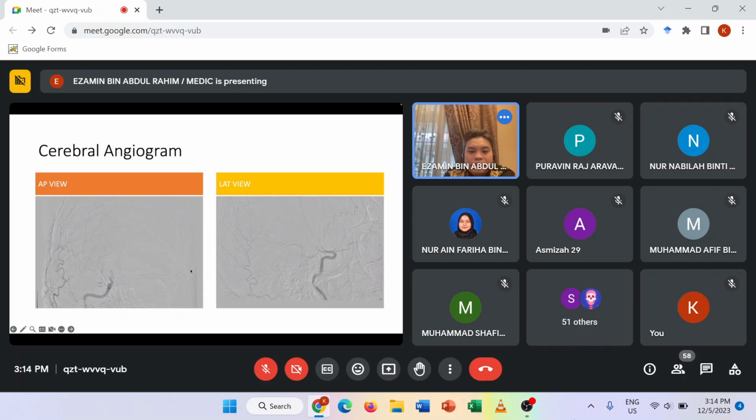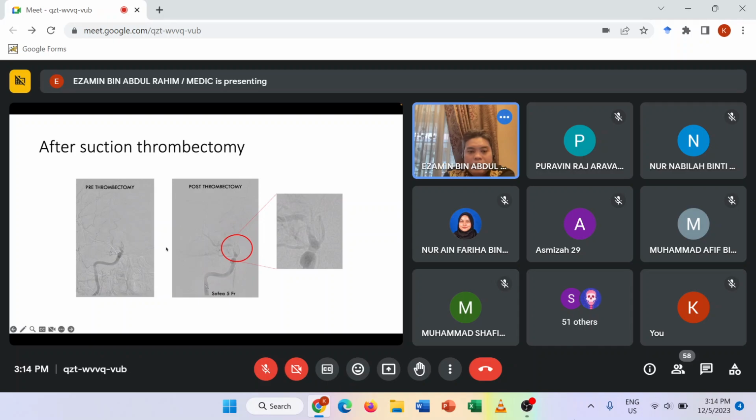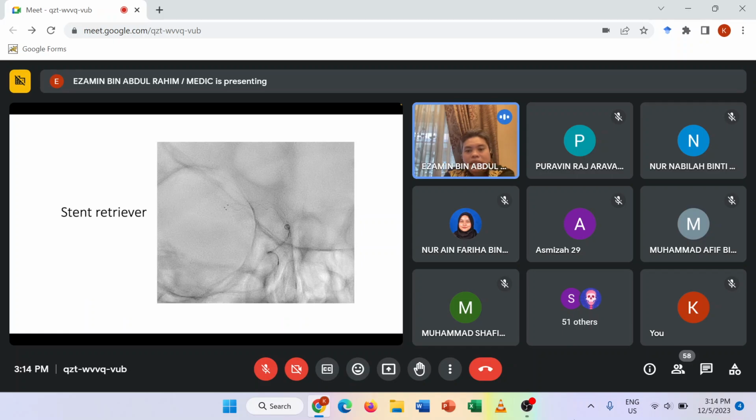Okay, the stop shot there, and then we do the thrombectomy, and this is post thrombectomy. It looks a bit better. This is what we retrieve, the stent retriever used to retrieve the blood clot. The price is about 12,000, 12,500, but in total the patient has to fork out about 25,000 for this procedure.